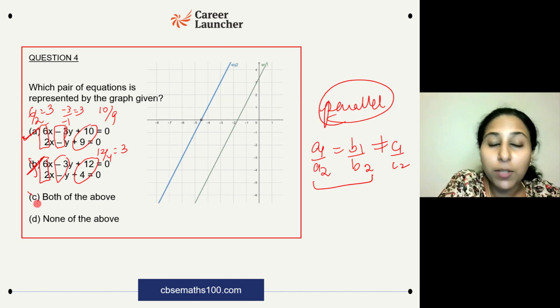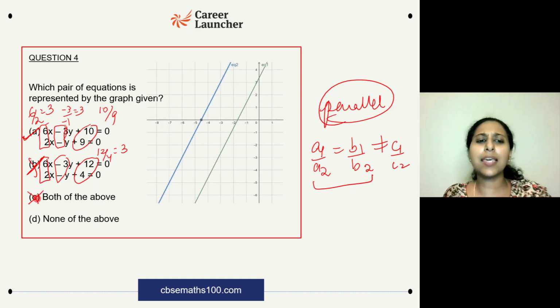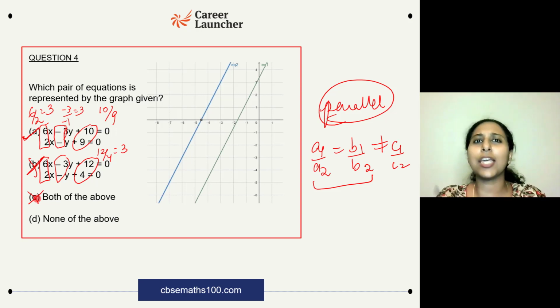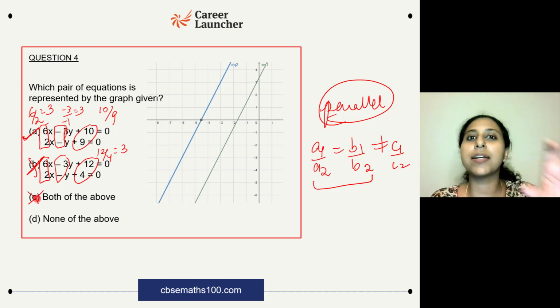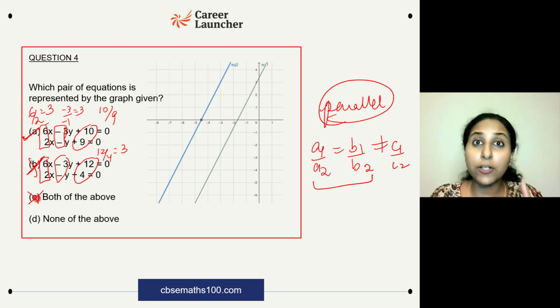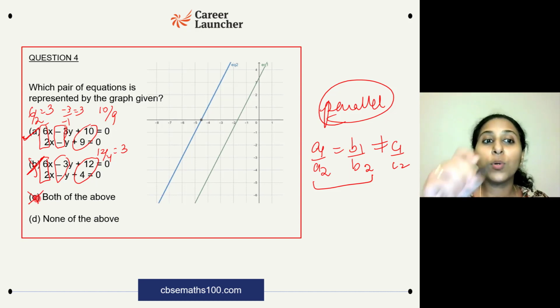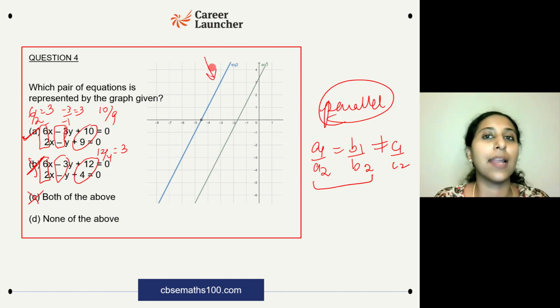In this case, the answer is not both of the above, but you see there's an option D, none of the above. So what if, even though option A represents parallel lines, it is not the equation of the graph which is given in this diagram? How do you verify whether it is the equation of the graph given in the diagram? Because when you see option A, all you discover is that it's parallel lines. It could be any set of parallel lines in the XY graph, right? You could have parallel lines drawn anywhere. How do you know that these are equations for this set of parallel lines only?